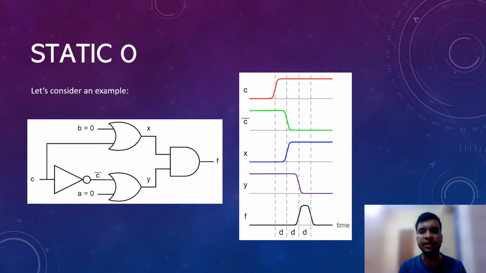Let's start with the input C. Initially, as C is 0, the x and y values are found to be 0 and 1 respectively. When these outputs undergo the AND operation, we get f to be 0, which can be seen in the timing diagram. When C changes from 0 to 1, there is a delay d seen before the change in C' and x. This is due to the delay in the NOT gate and the OR gate.